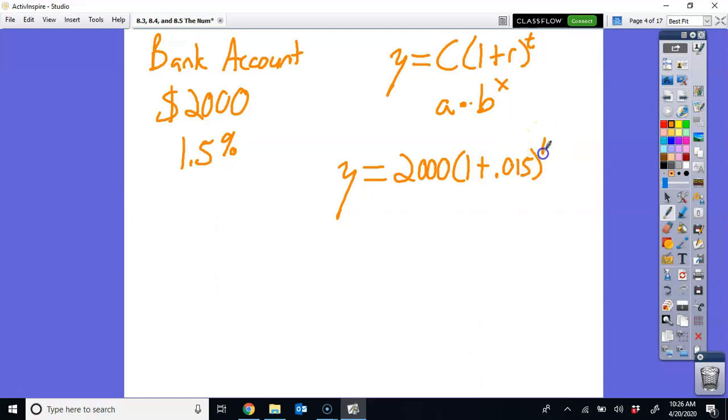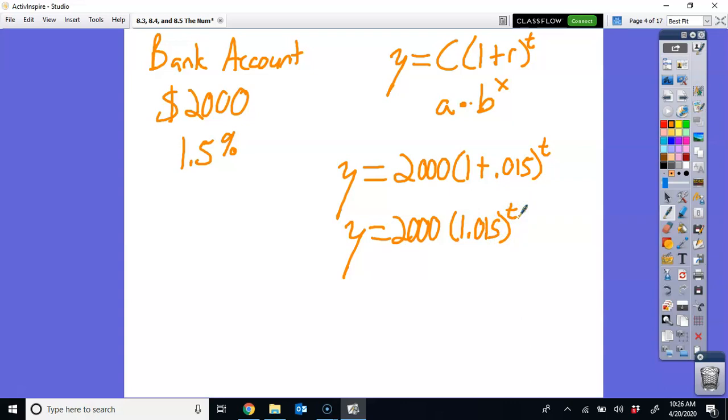And typically, I told you guys that's the biggest mistake that most people make: they take that 1.5% and forget to change it to a decimal. You got to change it to 0.015, move your decimal place 2 places. And then it's raised to the t, or the time power. Now, you can also simplify that just a little bit by adding 1 and 0.015 together to get one base there, raised to the exponent t.